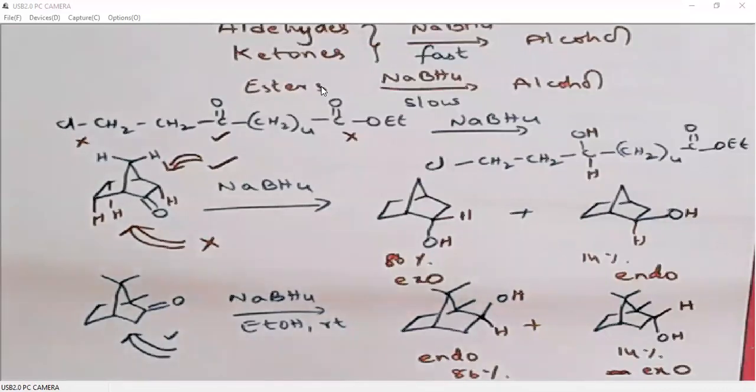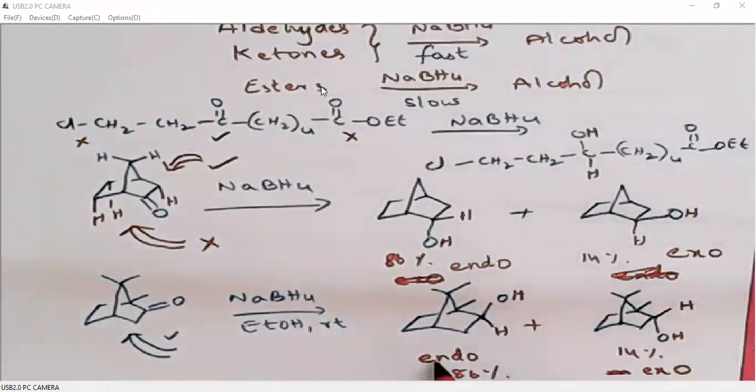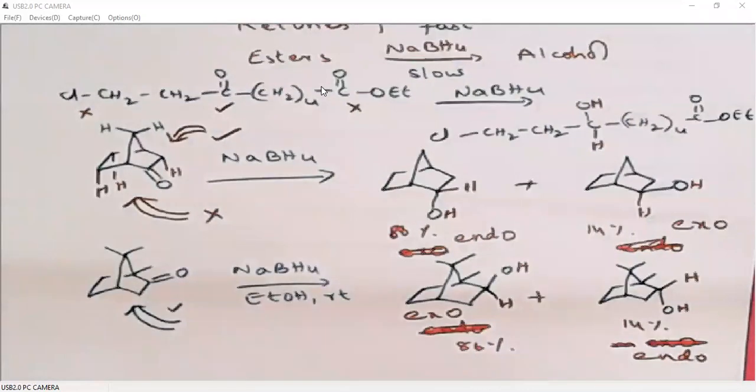Sorry, I have written this exo and endo in reverse fashion. This is endo. This is exo. Similarly, here it is exo, it is endo. Sorry, please do the correction for this. Alpha alcohol is endo, beta alcohol is exo. Here also, beta alcohol is exo, alpha alcohol is endo.